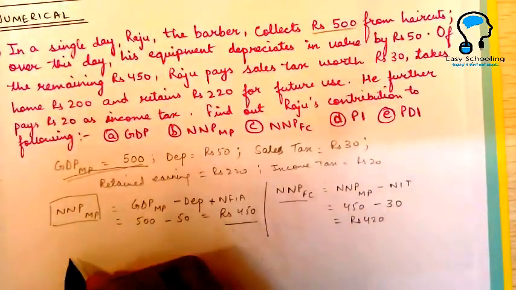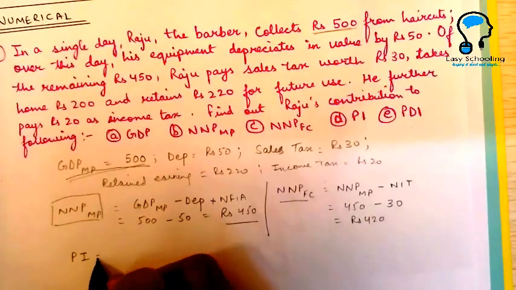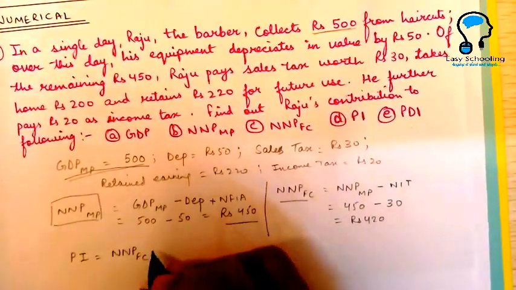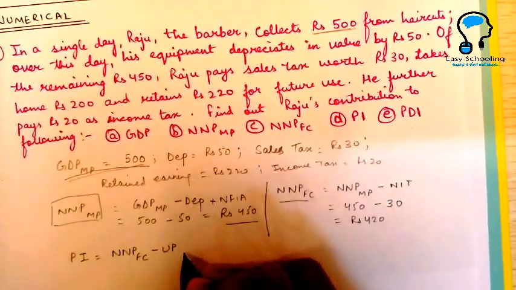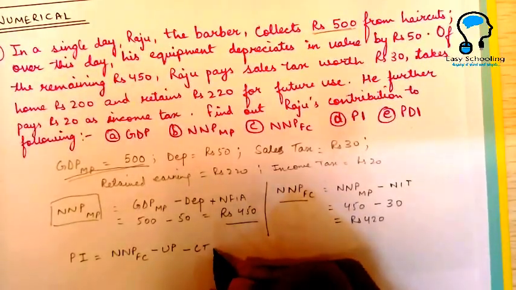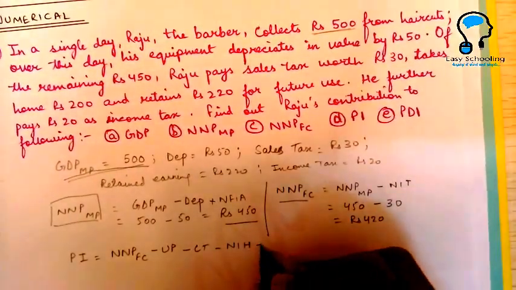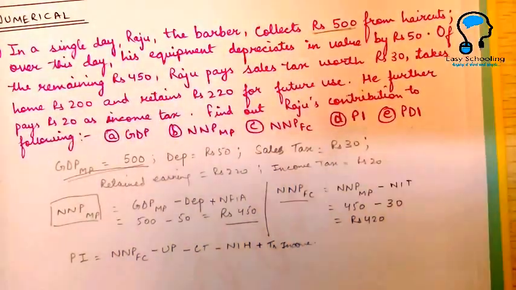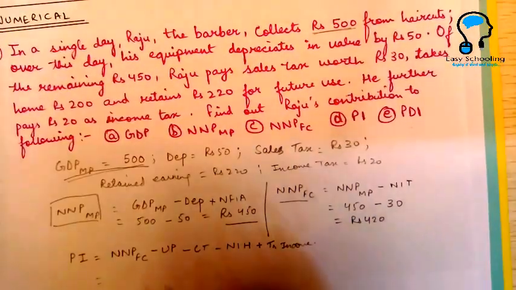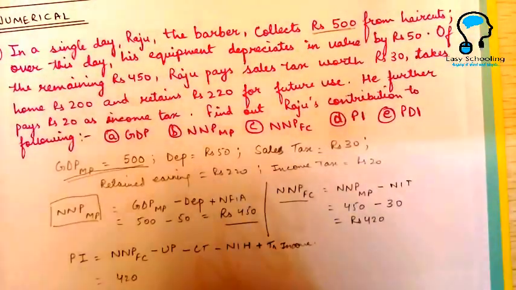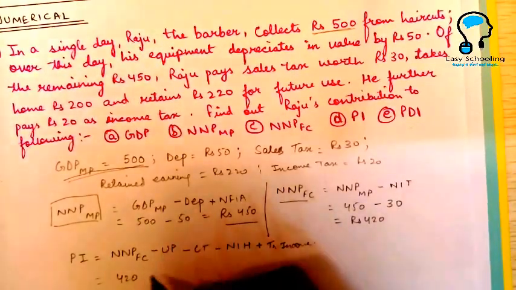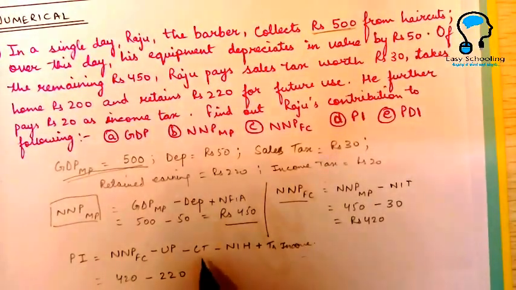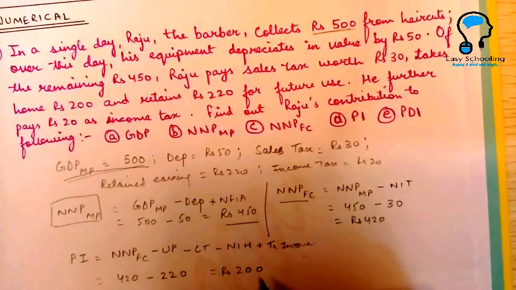Now we will calculate the fourth one, that is personal income. Personal income is NNPFC minus undistributed profit minus corporate tax minus net interest payment by household plus transfer income. Okay, NNPFC is rupees 420. We have undistributed profit in the form of retained earnings, so subtract retained earning 220 from this. We don't have any other thing available, so this is going to be rupees 200.